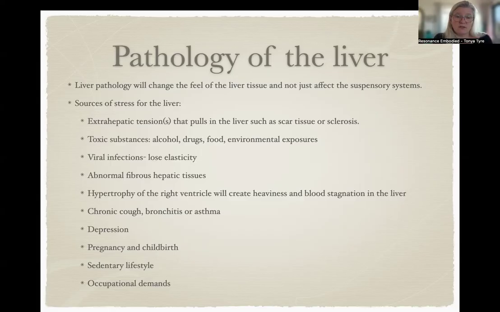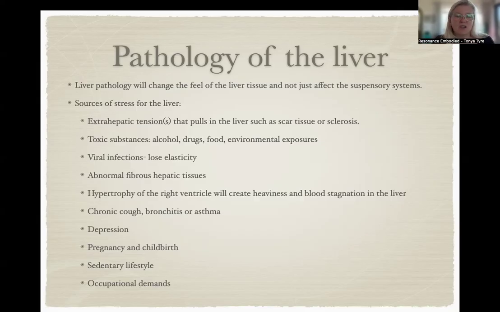So sources of stress for the liver are things like maybe extrahepatic tensions that pull the liver, such as scar tissue or sclerosis. A really good example is appendectomy. So if somebody has a history of appendicitis, they have an appendectomy, it creates a scar tissue on that right side, and that can really pull on the liver. Recently, I had a client who has a history of tearing their quadriceps, and that actually really pulled their liver, even though it was inferior quadriceps close to the patellar tendon. From all the way there, it was pulling down on the liver.